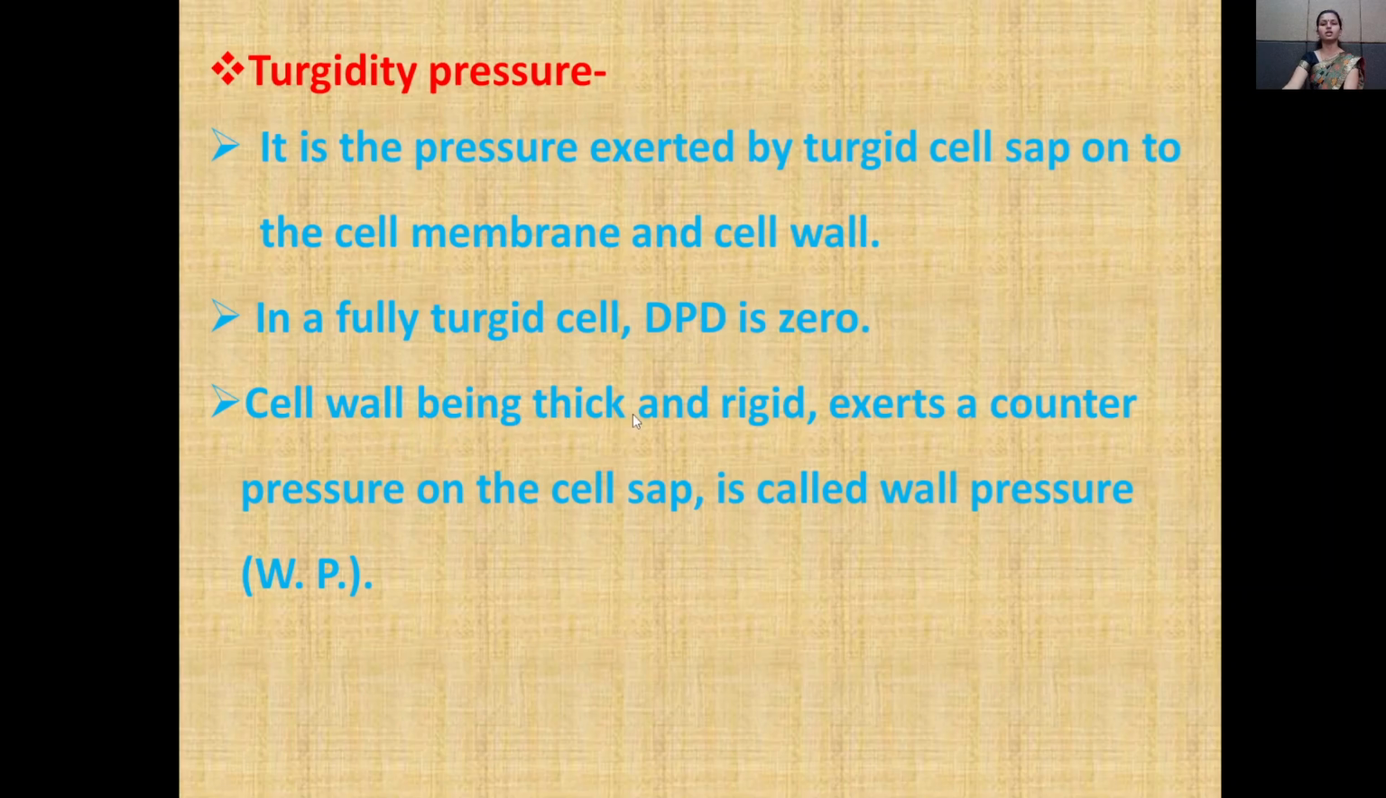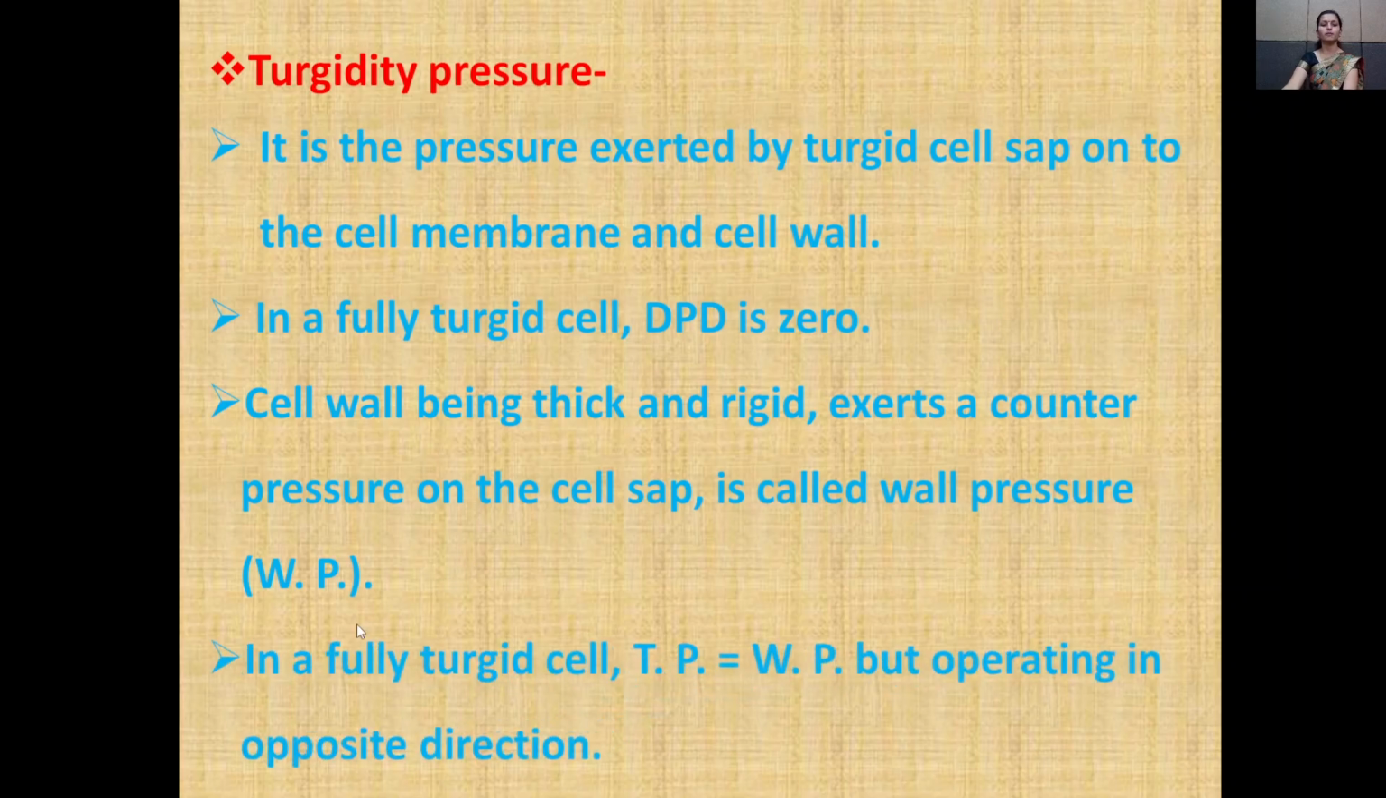The cell wall, being thick and rigid, exerts a counter pressure on the cell sap, called wall pressure, in short WP. In a fully turgid cell, TP is equal to WP. Turgor pressure is equal to wall pressure, but they operate in opposite directions. Go to the next slide.